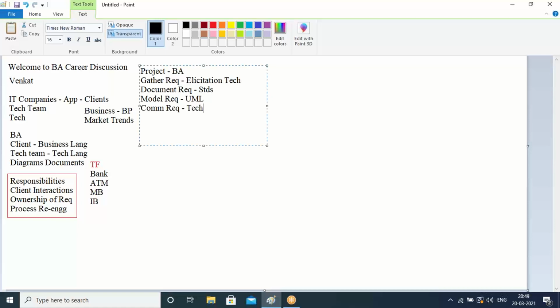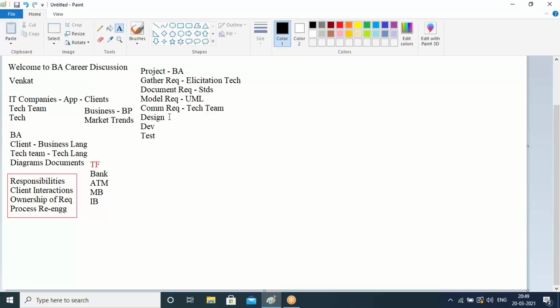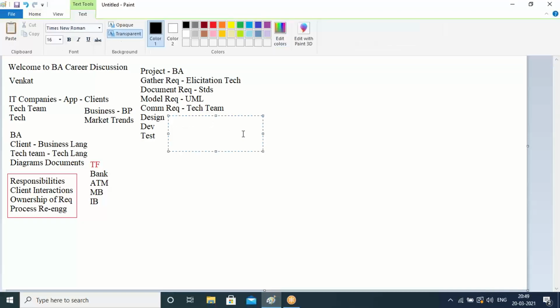Okay, once we give these requirements to the technical team, they take it to the next level, like design, development, and testing stages. During these stages, as a business analyst, we are going to track the requirements. Tracking the requirements means, suppose the client has given you some 150 requirements, we should ensure that all the 150 requirements are covered by the team and they're not missing out any of the requirements.